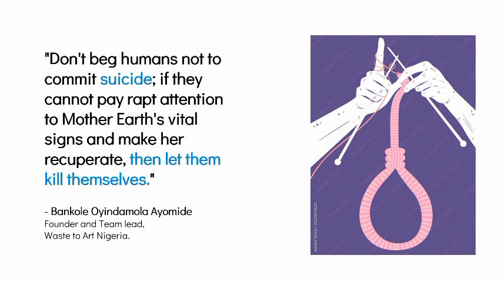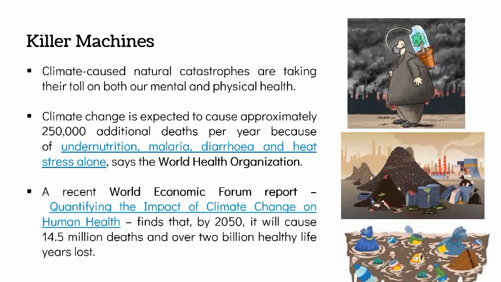Now let us look at the killer machines. 1. Climate caused natural catastrophes are taking their toll on both our mental and physical health. Climate change is affecting both our mental health and physical health. Now we have what we call greenhouse gas emissions, CO2, every day, from industries, from burning of coal, gases, from our vehicles, and all sorts of smoke that we are producing every day. It is affecting our world, and in the same vein, it is affecting us.